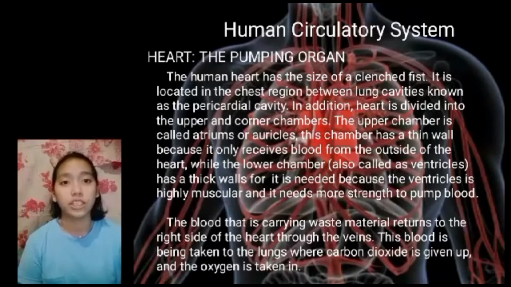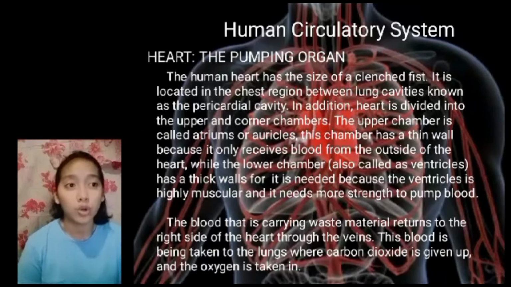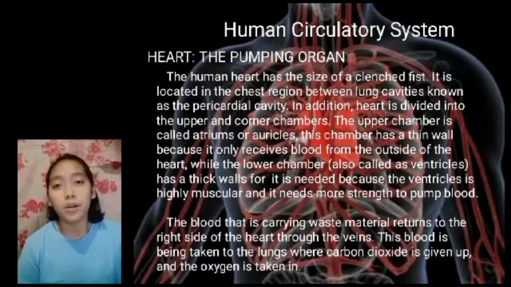Human circulatory system. Heart, the pumping organ. The human heart has the size of a clenched fist. It is located in the chest region between the lung cavities, known as the pericardial cavity. In addition, the heart is divided into two, the upper and the lower chamber. The upper chamber is called atrium or auricles.